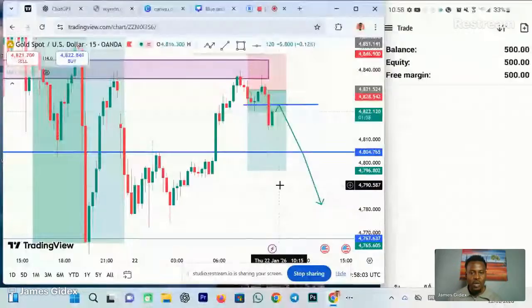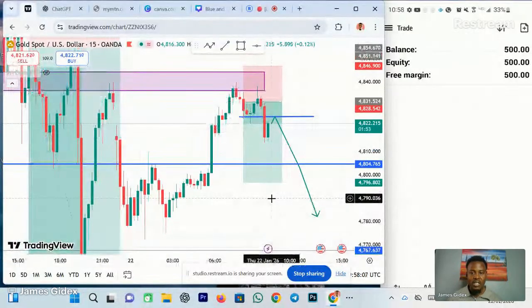For now, we are waiting to see what the market will do. And this is the 15-minute time frame.